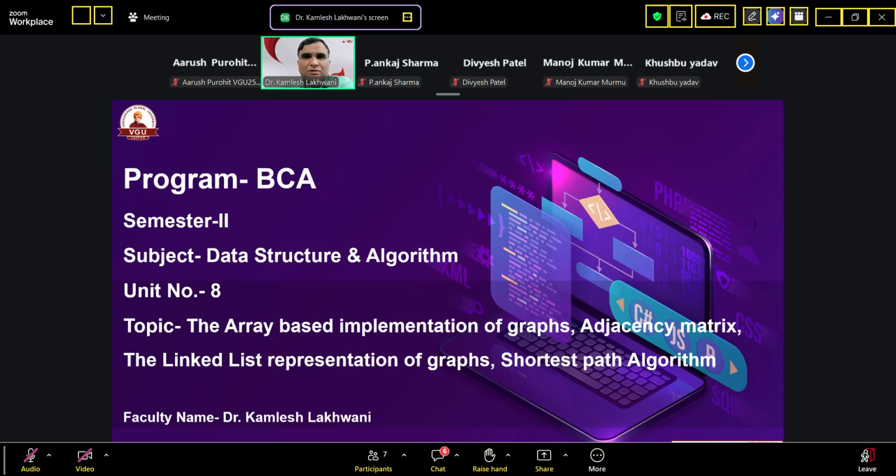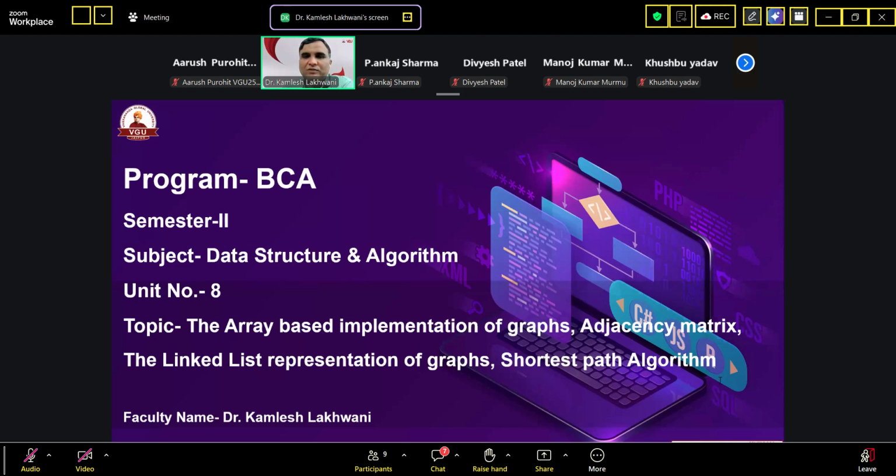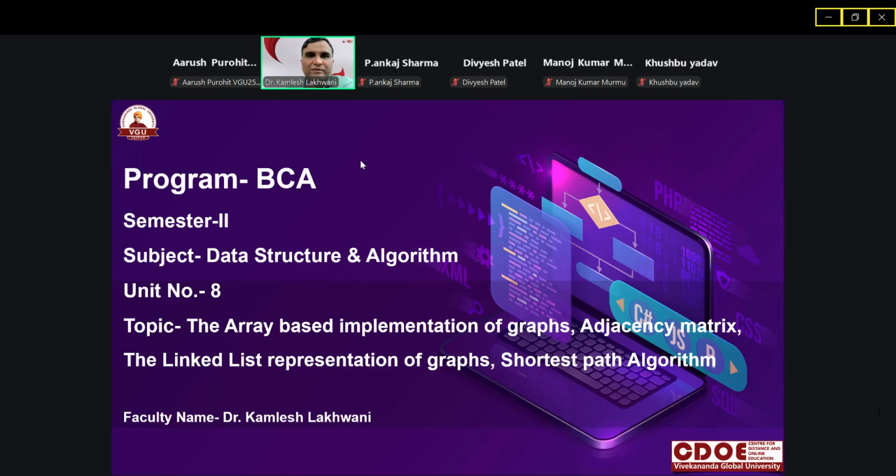So I'm just going to start this lecture. Today we are going to discuss unit number 8. The name is array-based implementation of graph, adjacency matrix, linked list representation of graph, and shortest path algorithm. So these are the topics. Basically, we are going to discuss the topic of graph, and we'll discuss the various algorithms, implementation, and various terminologies related to the graph.